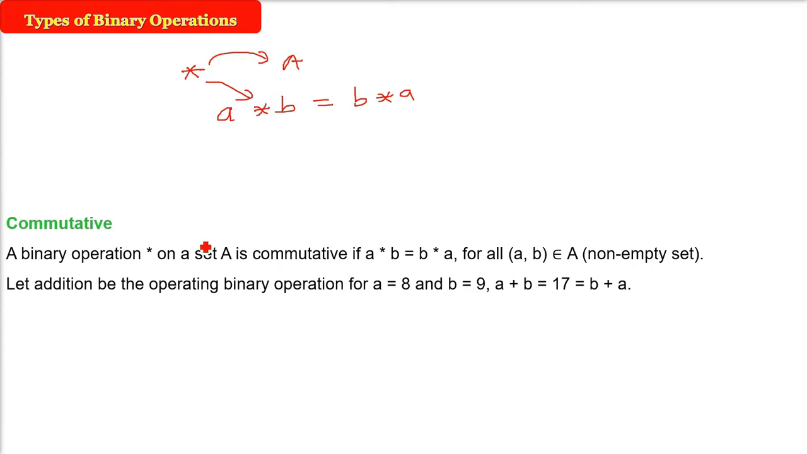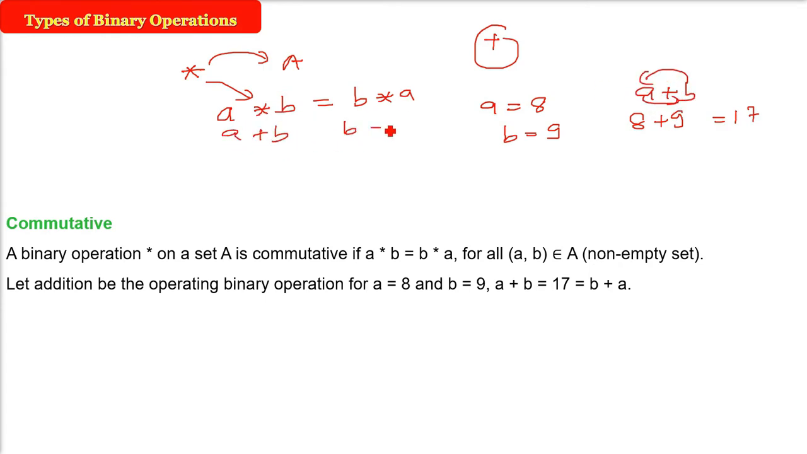So let us take an example. Because this star has to be given some value, either minus, plus, division or multiplication, let us take it as plus. Any set you can take. I'm just taking a random set and I'm saying that a is 8, b is equal to 9. So a plus b is what? It's 8 plus 9, which is equal to 17. And now commute it. Let us take now b plus a. So b plus a will be what? It's 9 plus 8, and that is also equal to 17. That is, it is commutative.